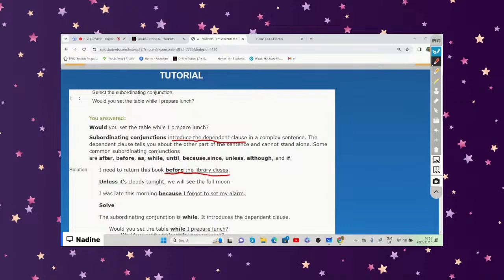Unless it's cloudy tonight, we will see the full moon. So basically, unless is our subordinating conjunction, but unless it's cloudy tonight is our dependent clause. We will see the full moon. So unless it's cloudy tonight, we will see the full moon.